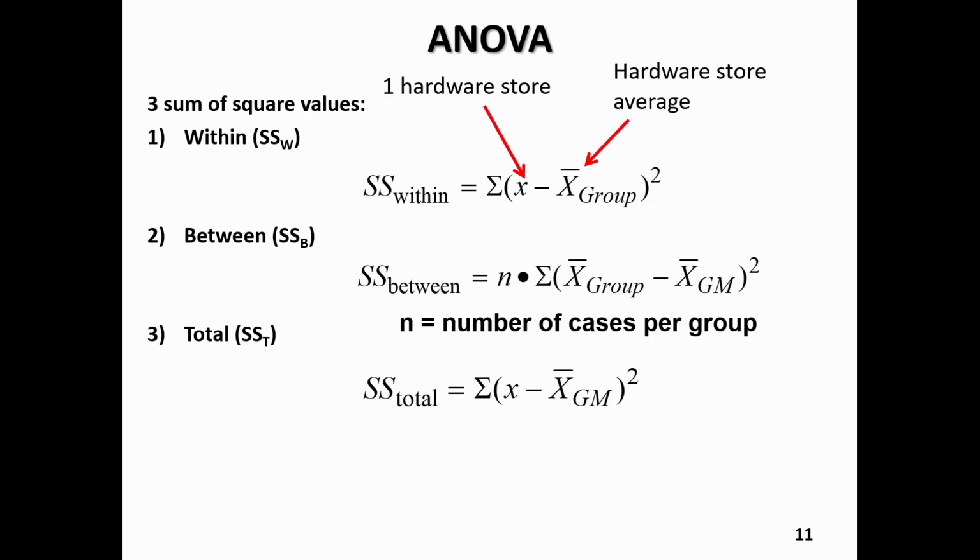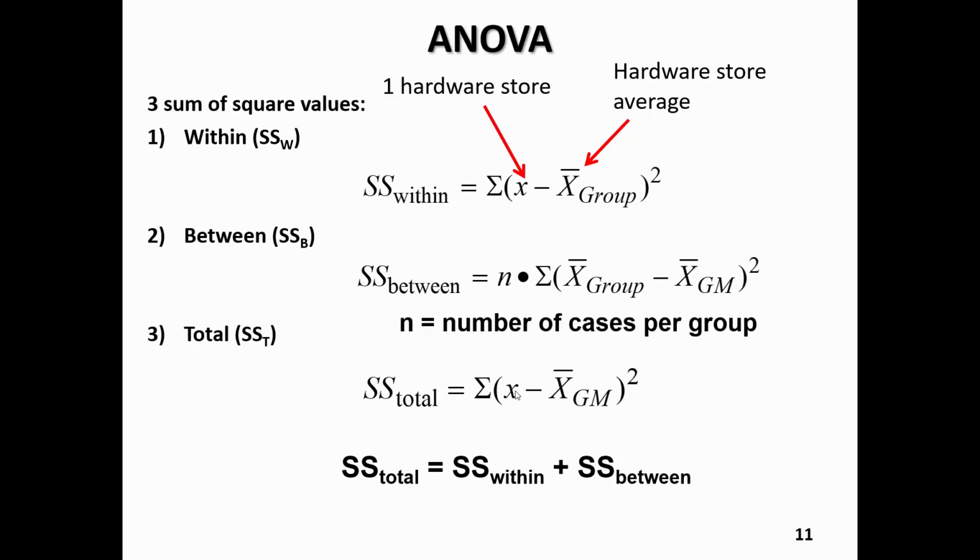And then finally, the total sum of squares can be calculated a couple of different ways. It's simply the sum of the sum of squares within and the sum of squares between, or it can be calculated as the sum of the squared deviations of each individual score and the grand mean.